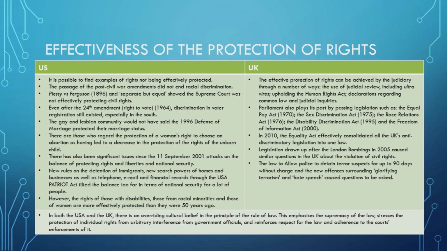There have also been significant issues since the 11th of September 2001 attacks, 9/11, on the balance of protecting rights and liberties, because the new rules on the detention of immigrants and the new search powers of homes and businesses, as well as telephone, email and financial records, through the USA Patriot Act, tilted the balance too far in terms of national security. People believed that their civil rights were being infringed because of all these new powers through the USA Patriot Act.